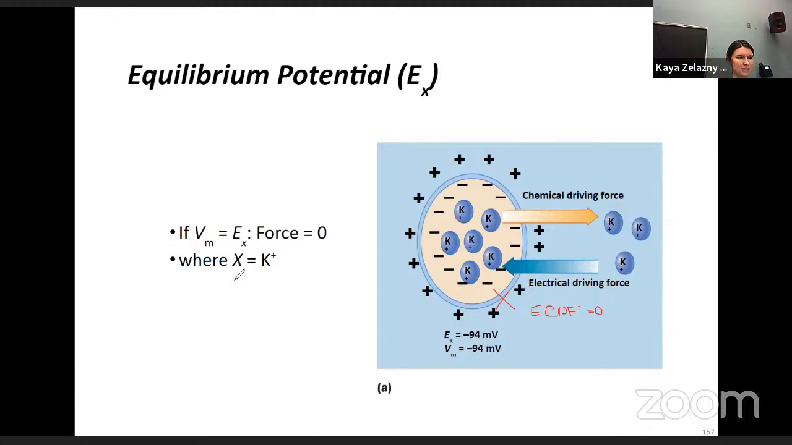Okay. And this X bit is telling you that you have an equilibrium potential for potassium, but we'd have a separate equilibrium potential with a separate value, a different charge, for sodium. We'd have a separate equilibrium potential for chloride and so on. So not all of these ions are going to want the cell to be at negative 94. Each of them is going to have their own specific charge that they're trying to get the cell to.